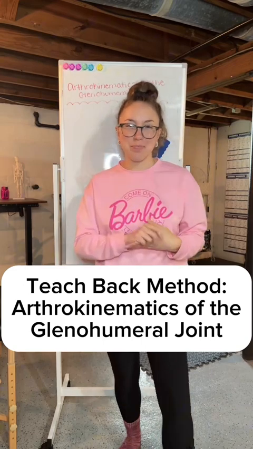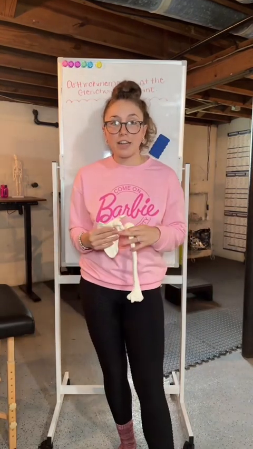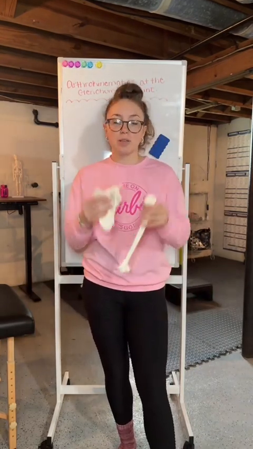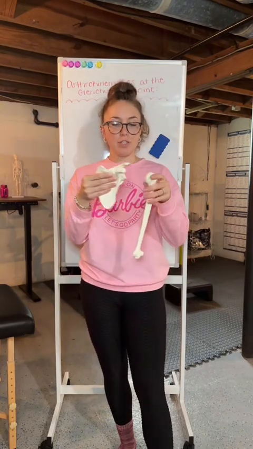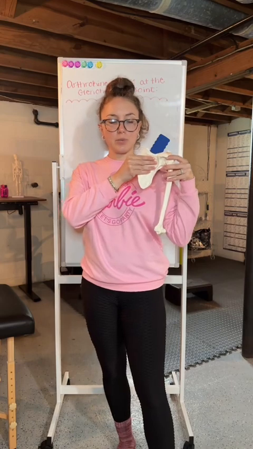Let's break it down. Before we dive into the arthrokinematics, I would first like to orient you guys to the models that I have here today. So as you can see, we have a left scapula and a left humerus. It goes like this, and that's what it would look like.